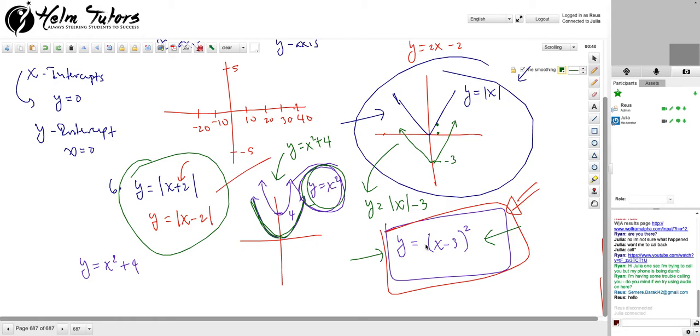Yeah, and moreover, when it's inside, just like the absolute value, it's the opposite. First of all, it's left or right, and second, for left or right, it's the opposite. So if it's minus 3, it's to the right 3. So the correct graph for this would look like this, where the vertex is at 3 comma 0. Does that make sense?